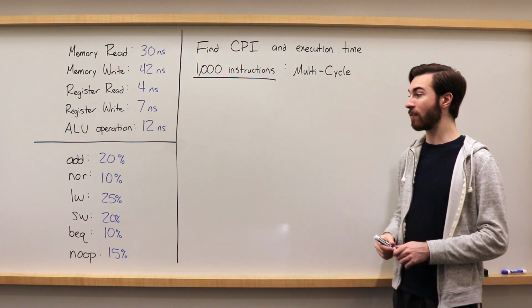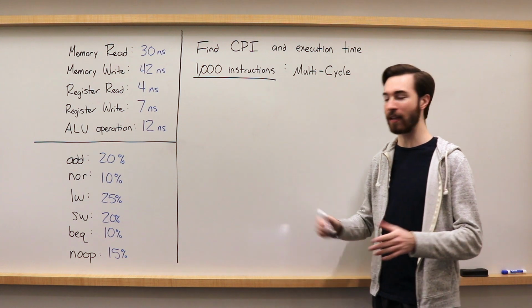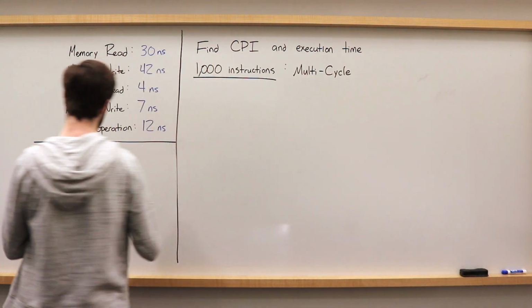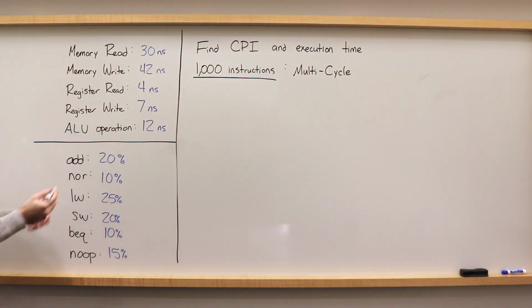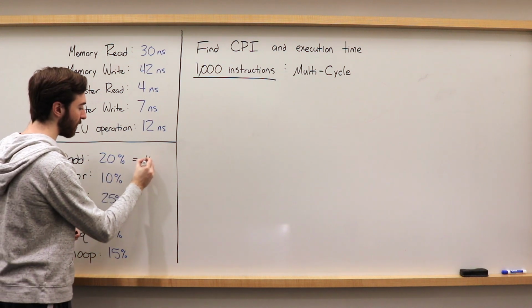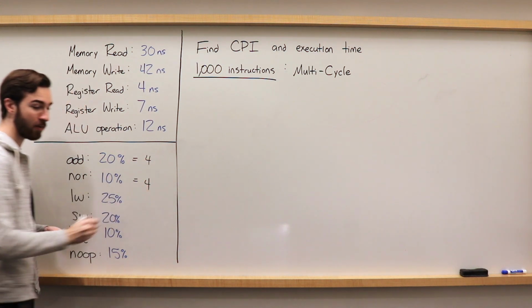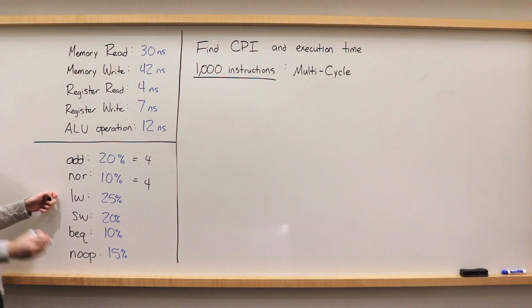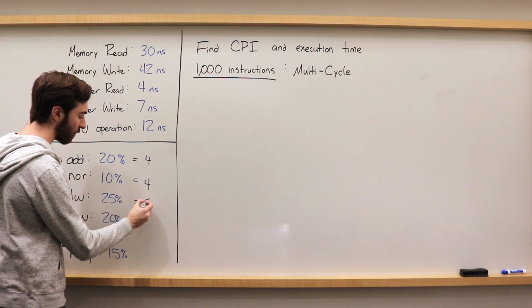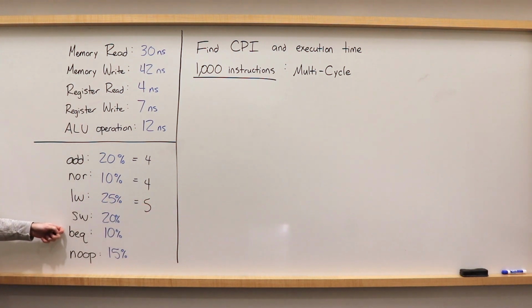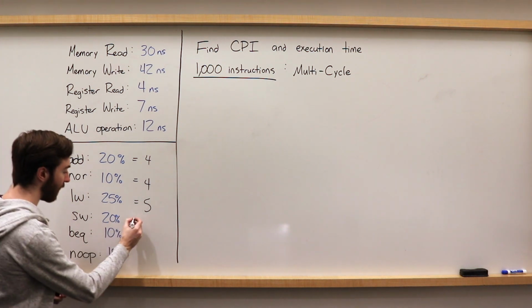Remember that in a multi-cycle data path, this is the number of cycles each of these instructions takes to execute. Add and NOR both take 4 cycles to execute. LW is special, it takes 5 cycles to execute. SW and BEQ also take 4 cycles to execute.